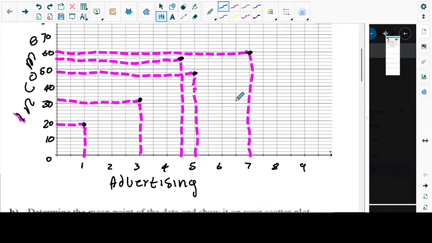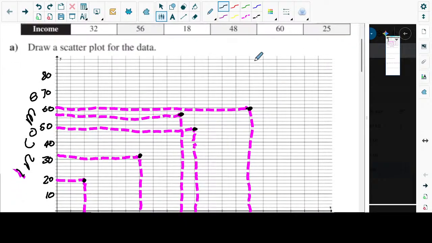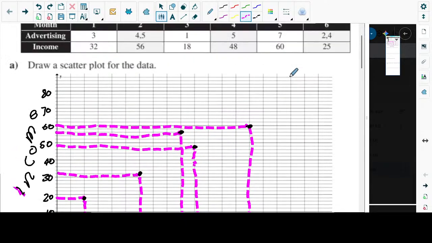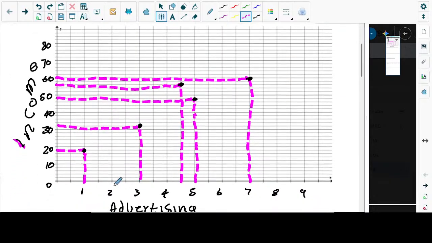And then after is the last one, which is 2,4. 2,5 is 2,500, it's 2,4. So 2,4 you must find between 2 and 2,5. Remember 2,5 is this one. It's going to be a little bit closer to 2.5.